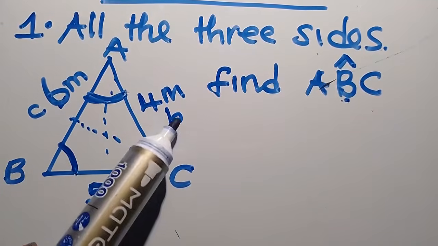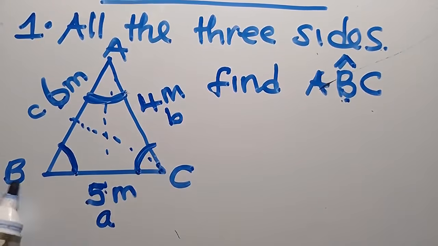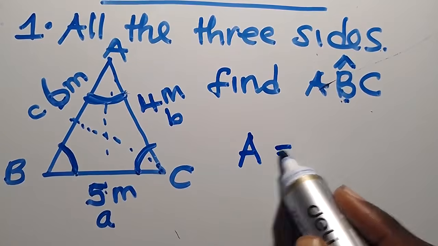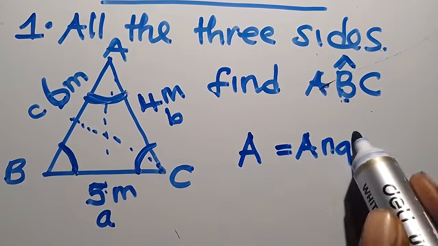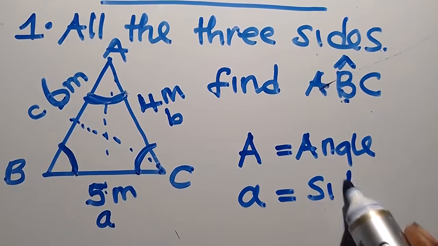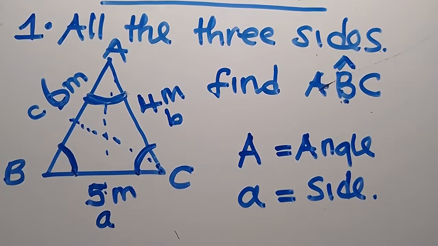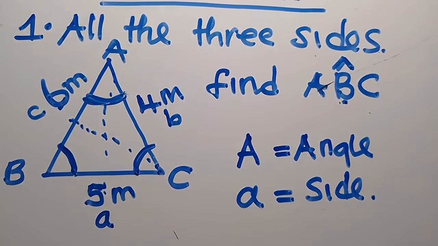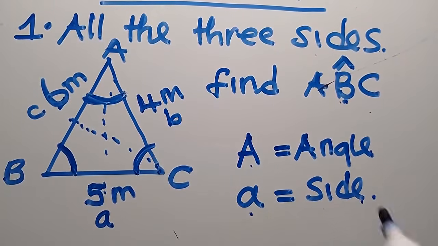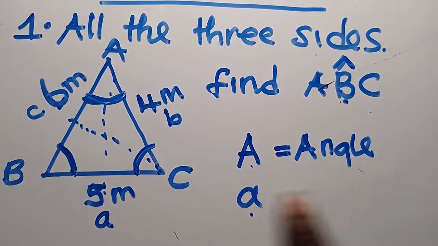So AC is just the same as small letter B. When I say BC, it is just the same as small letter A. So small letter A and BC, they are just the same. What you need to understand is that a capital letter represents an angle, while a small letter represents a side. A lot of people make mistakes on this. So a capital letter represents an angle. A small letter will represent what? A side. This is what you need to understand.